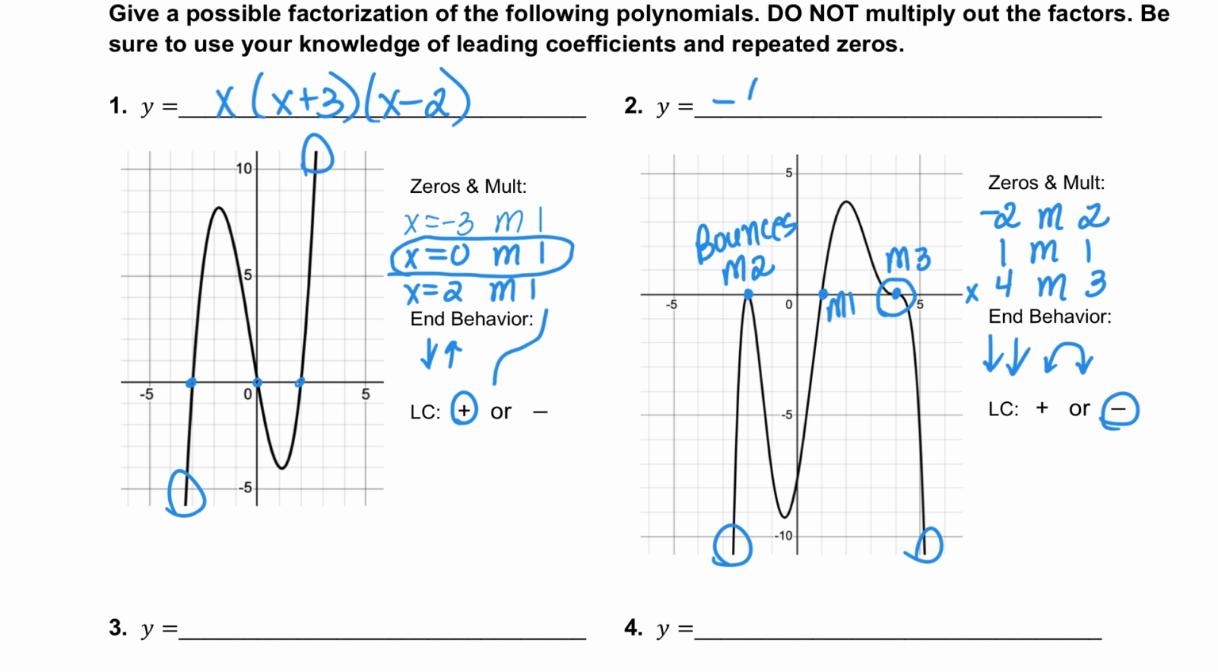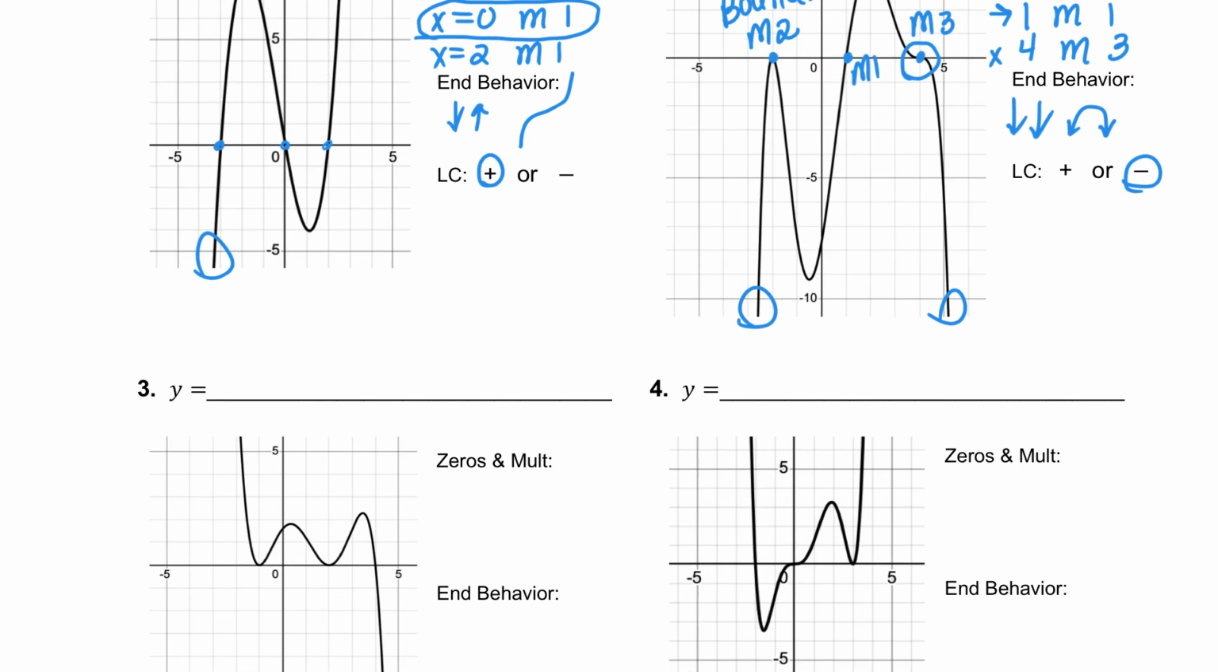So for -2, that would be x plus 2. Its multiplicity is 2, so you put a square on it. The next one is x minus 1, and its multiplicity is 1, so I'm just going to leave it off. And then at 4, that would be x minus 4, and its multiplicity is 3. So minus the stretches and shrinks, there's a basic equation for that graph, the factorization of the polynomials.